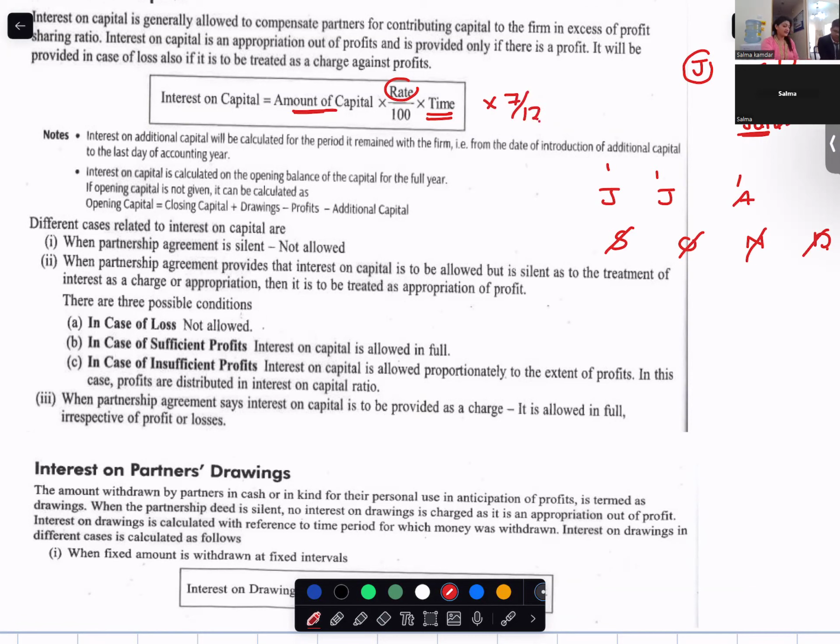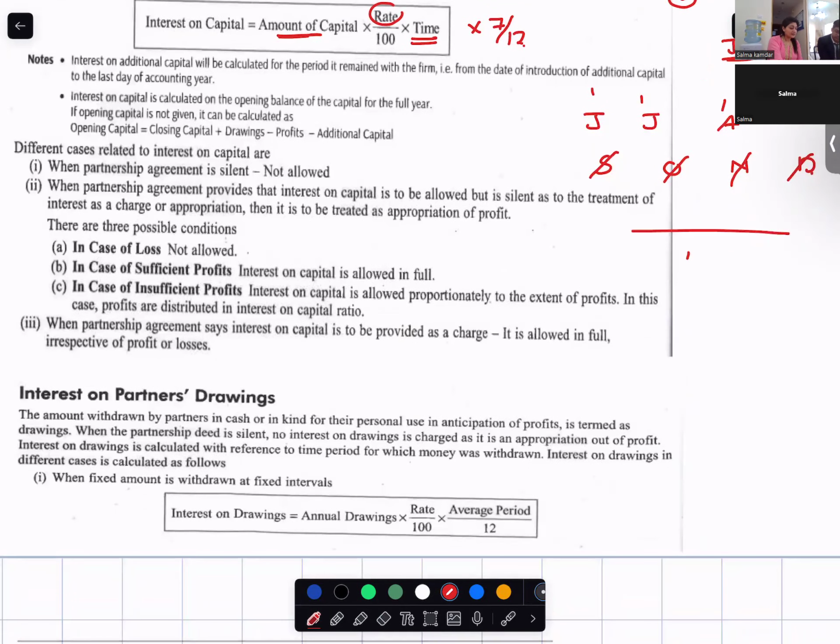Are you with me? Now, there could be a situation where your partnership firm is making a profit. There could be a situation where your partnership firm is making a loss. And there could be a situation that you're making profits, but the profit is not sufficient. First thing you should remember is that interest on capital is provided only if you have a partnership deed. If you do not have a partnership deed, interest on capital will never be provided.